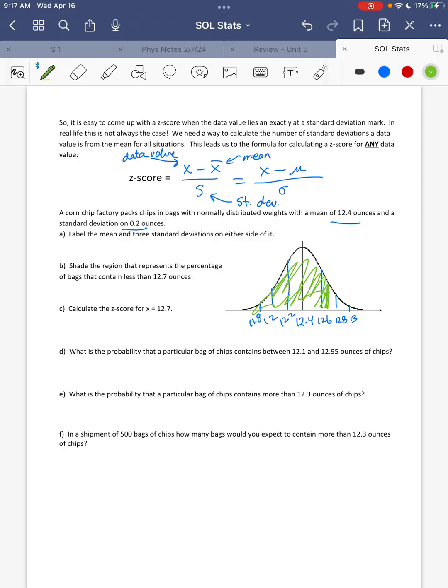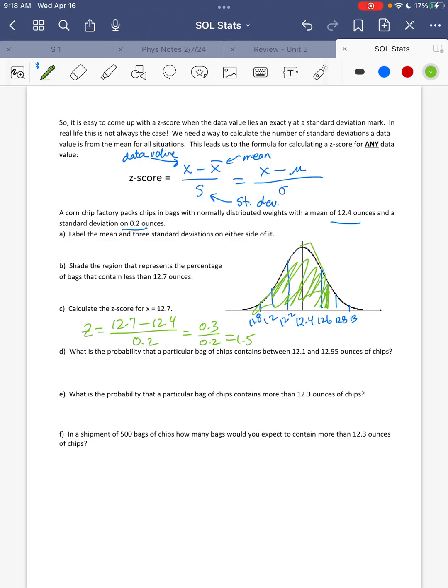All right. So calculate the z-score for 12.7. Now look, I can tell you 12.7 is exactly between 12.6 and 12.8. So I know that I am 1.5 standard deviations above, but we're going to do it with the formula. So my z-score, I would put 12.7, the data value, minus the mean, which is 12.4, over the standard deviation, which is 0.2. So 12.7 minus 12.4 is 0.3 over 0.2. If you divide that in your calculator, you get 1.5. So that's my z-score.